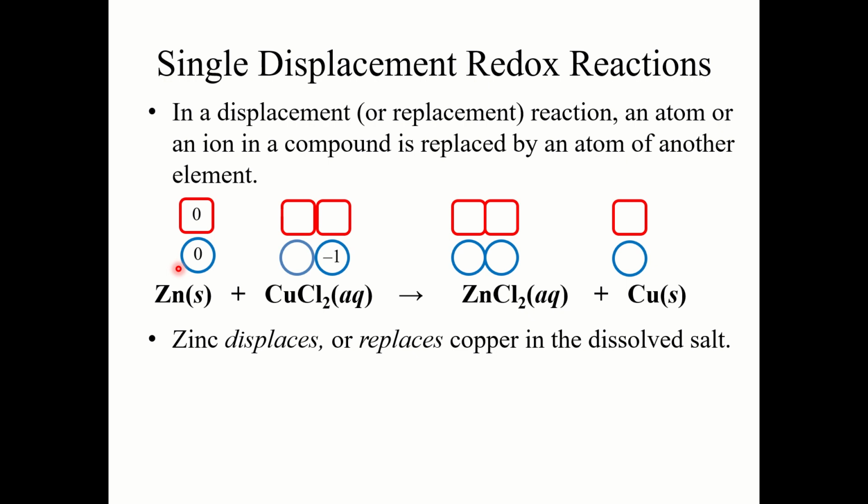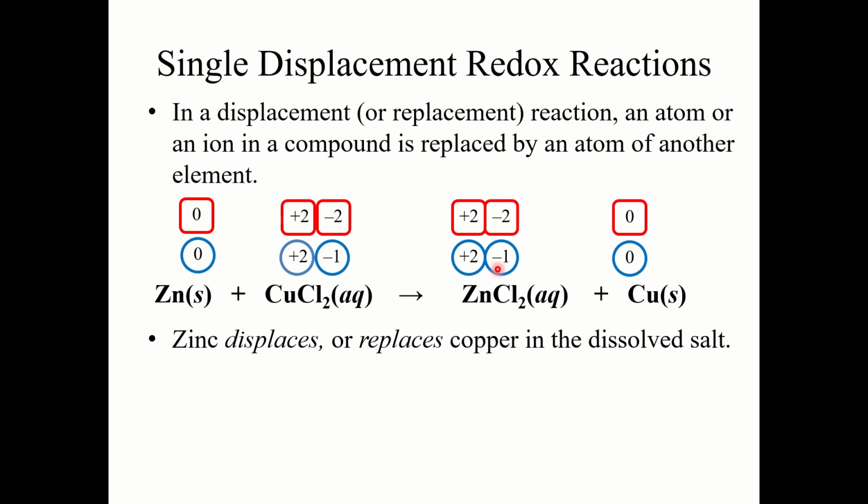We've got the ionic compound, copper chloride. So chlorine is -1. There are 2 of them. Total charge contribution is -2, which means copper is +2. And it's the same thing on the other side. Chlorine is -1, zinc is +2, and then copper now is in its elemental state, it's 0.